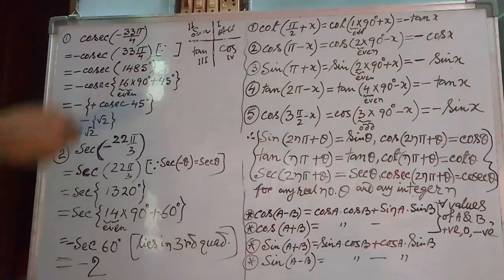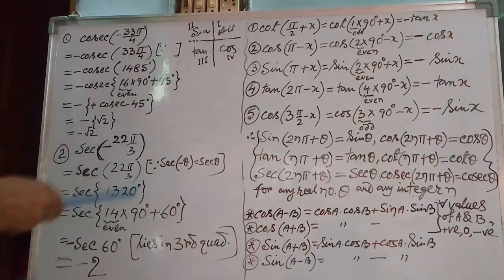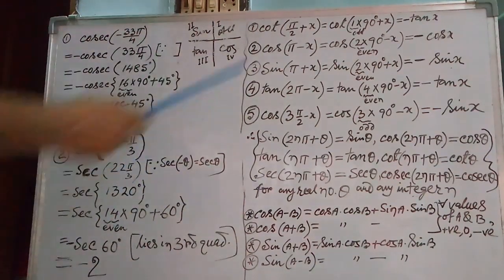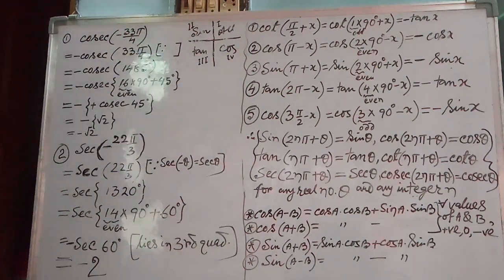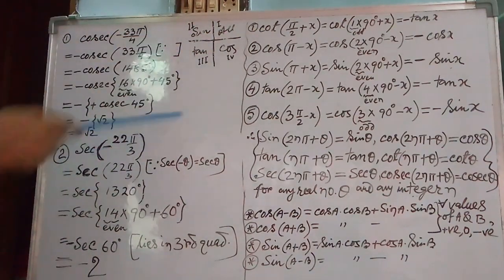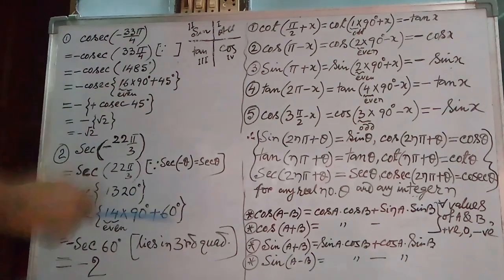So if you understand these two questions, then you can write all the other results just by calculating mentally. There are many results written in the books to commit to memory, but there is no need to commit them to memory. Simply go in multiples of 90.